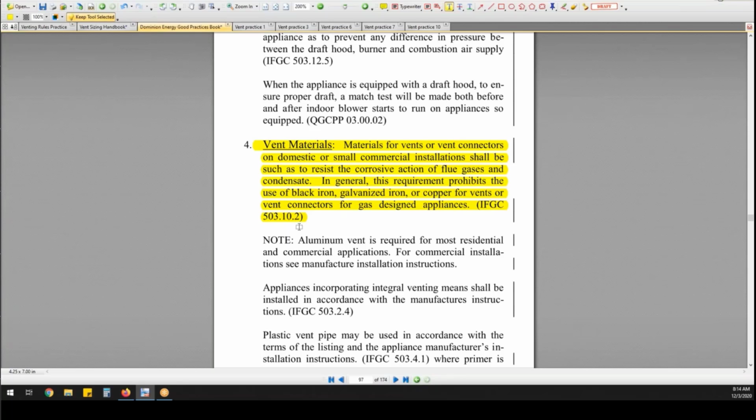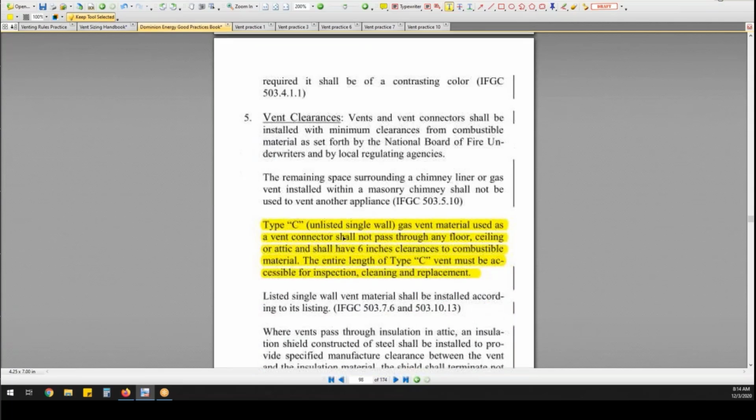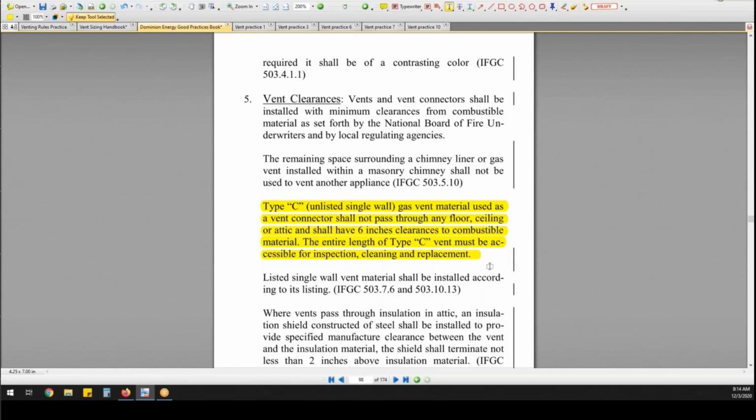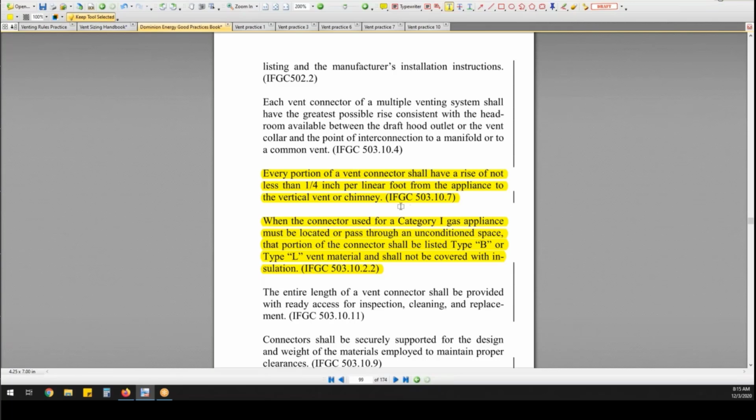All right. Number 9. What'd you get on that one there, Alan? Unlisted single wall vent material must maintain 6 inches of clearance, page 97. Okay, so right there, type C, unlisted single wall. Again, I'd be highlighting all this stuff or tabbing it or whatever, just some way so that you can quickly find the information. Okay, number 10, what'd you get on that one, Alan? No less than 1/4 inch per linear foot, page 98. There's another reference place we can find it, the IFGC 503.10.7.